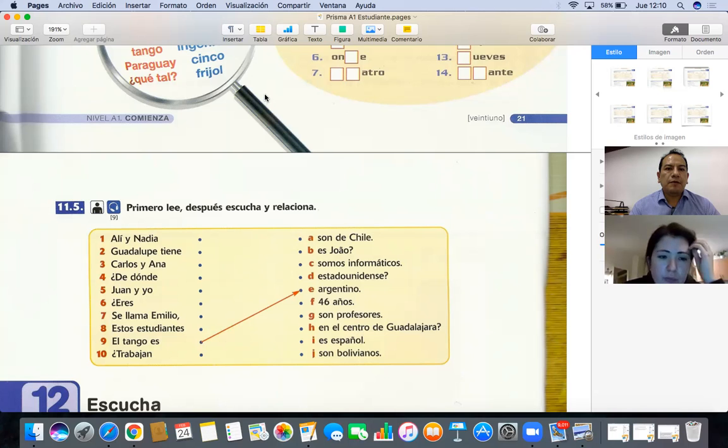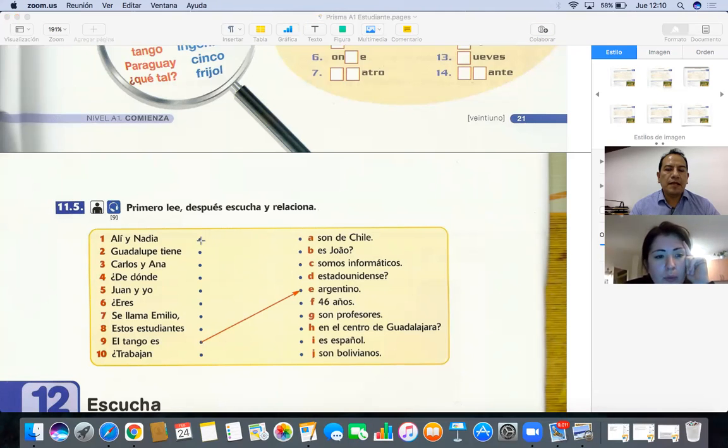What was that? How did we match this one? Ali y Nadia. I think we matched it with "Son de Chile." It's one of the sons. Yeah, exactly. So Ali y Nadia, these are two people. I think it's a group. I think "son" is for two, for a group. Yeah, that's two people.